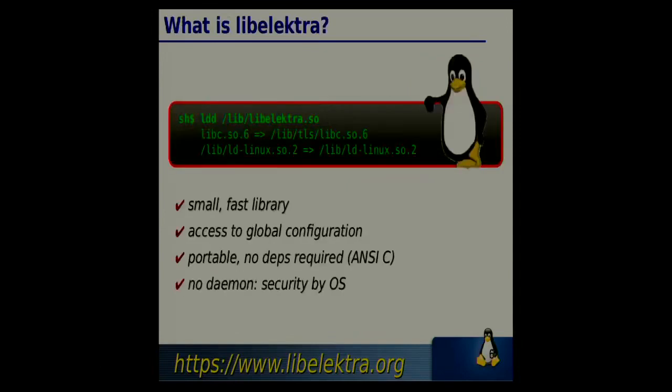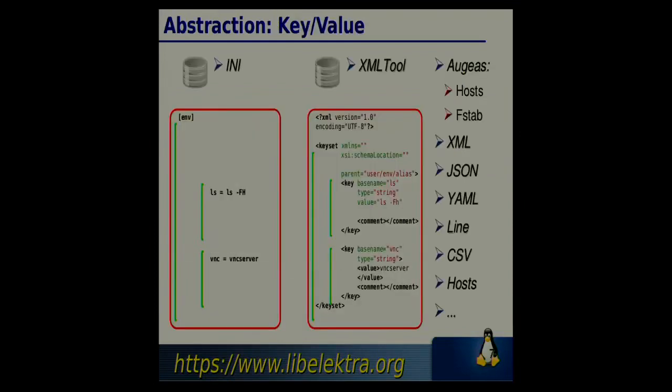So let us start with what Elektra is. Elektra is a small, fast library. It doesn't have any dependencies, but it has many plugins, and these plugins have dependencies. It does not introduce a daemon, so it doesn't introduce any security problem. And its main abstraction we need for this talk today is the key value abstraction, which is the common structure amongst all configuration files. And yeah, any configuration file syntax is mappable to key value pairs.